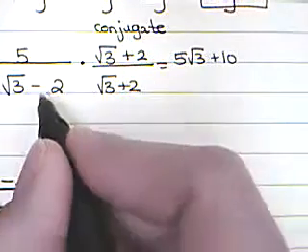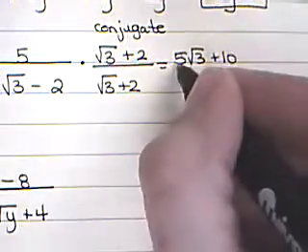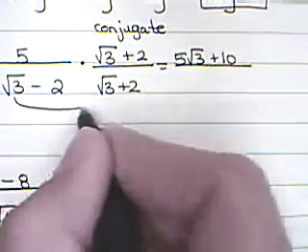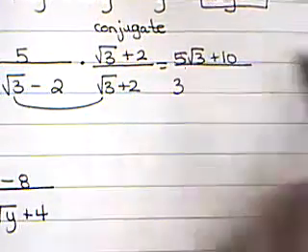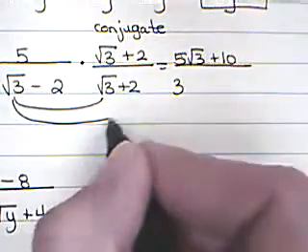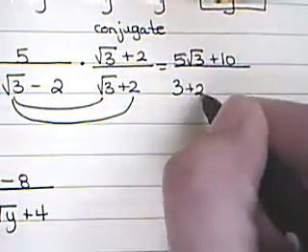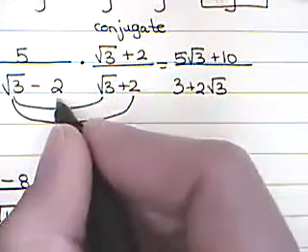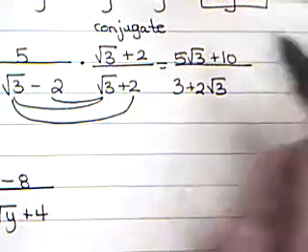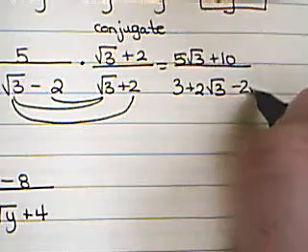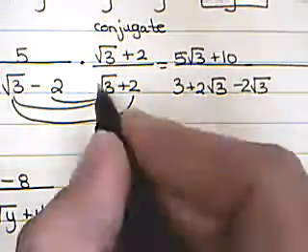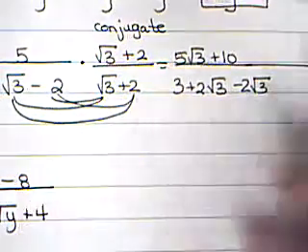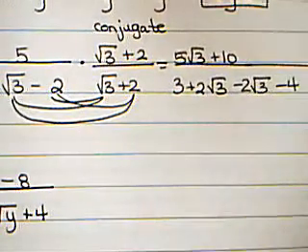Now in the denominator, we have to use the FOIL method. So when we say the square root of 3 times the square root of 3, we know that that is 3. Outside, the square root of 3 times 2, we're going to write as 2 square roots of 3. I usually write my whole number first prior to my radical. Inside, negative 2 times square root of 3 is going to be negative 2 square roots of 3. And then the last term is going to be a negative 2 times the positive 2, which is going to be a negative 4.